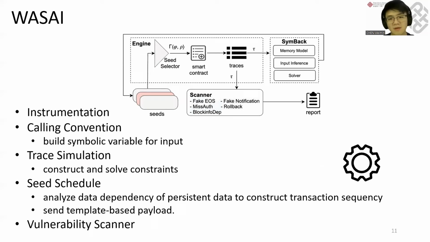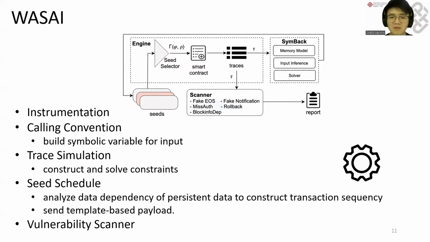Here is the WASAI design. First, we instrument the target smart contract to obtain the execution traces. Next, we build symbolic variables for the input data. Third, we simulate traces to build constraints along the path. By solving them, we can generate new seeds to touch the unexposed branches.